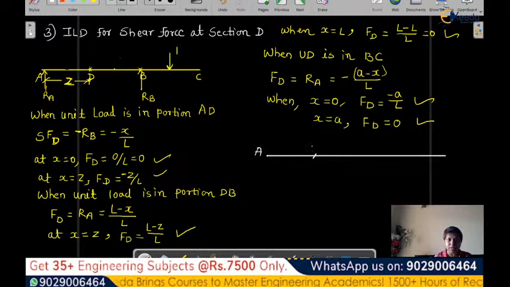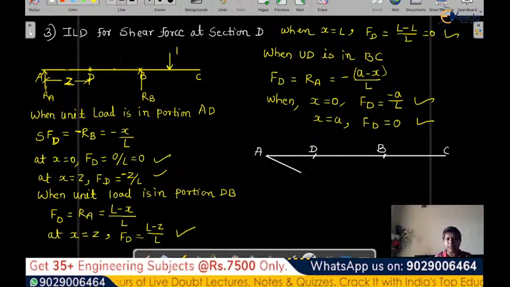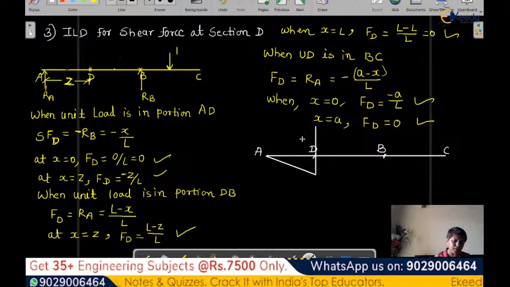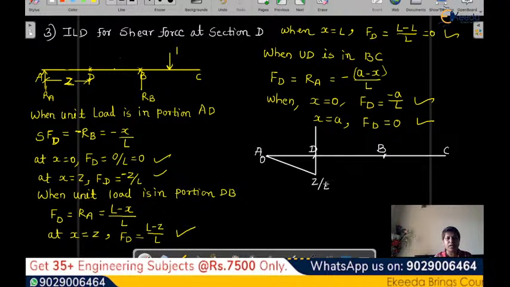This is A, this is D, this is B, and this is C. At D point it is minus Z by L, and at D point again here it is L minus Z by L, so positive. So it is 0, we have to go negative and then it will go positive. Like this our diagram will be. This is our influence line diagram. Then what is happening at B point? We will plot it here. This is 0. This is Z by L. This is L minus Z by L.